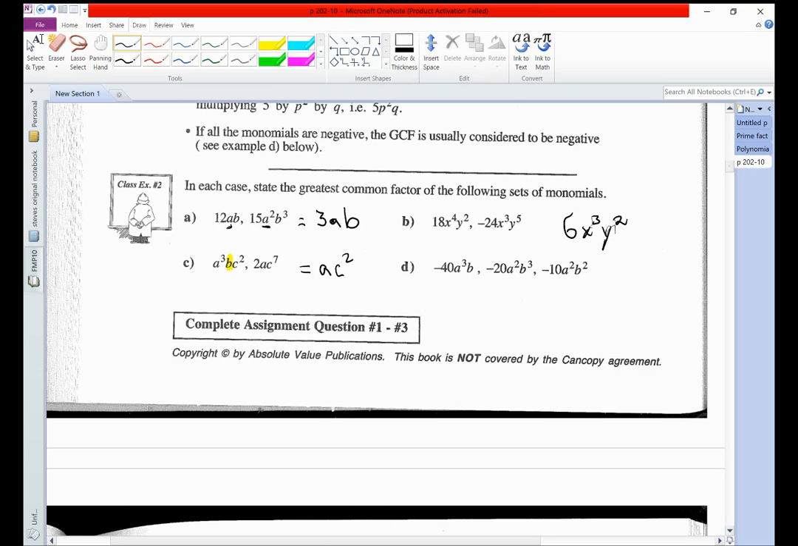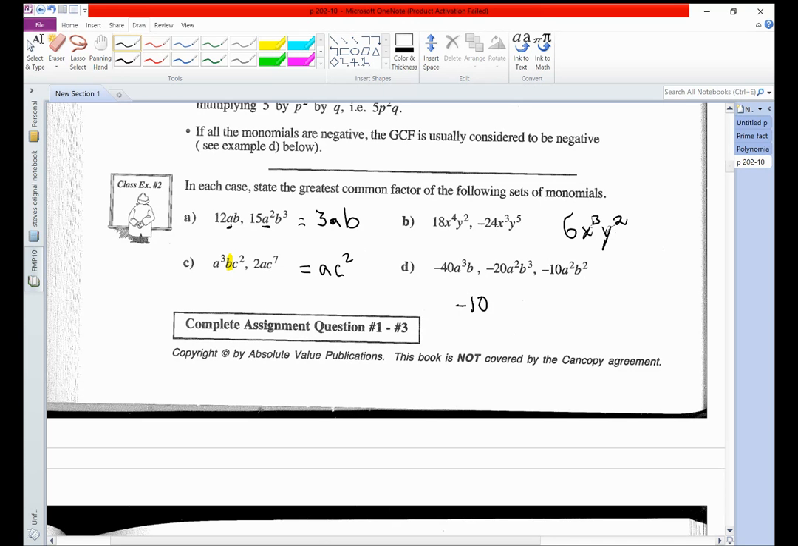The next one, a little bit trickier, we have 3 terms. So we have to take into consideration every term. All 3 terms have to be able to give up the same amount. So what's the biggest number we can divide out of the coefficients? We have negative 40, negative 20, and negative 10. And we can pull out, or we can divide out a negative 10 out of all 3 of those and get a whole number. How many a's can we take out?